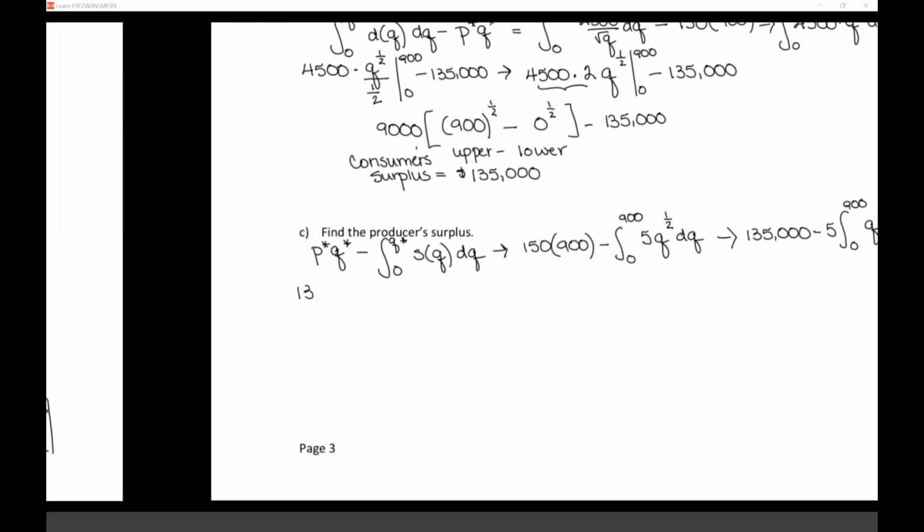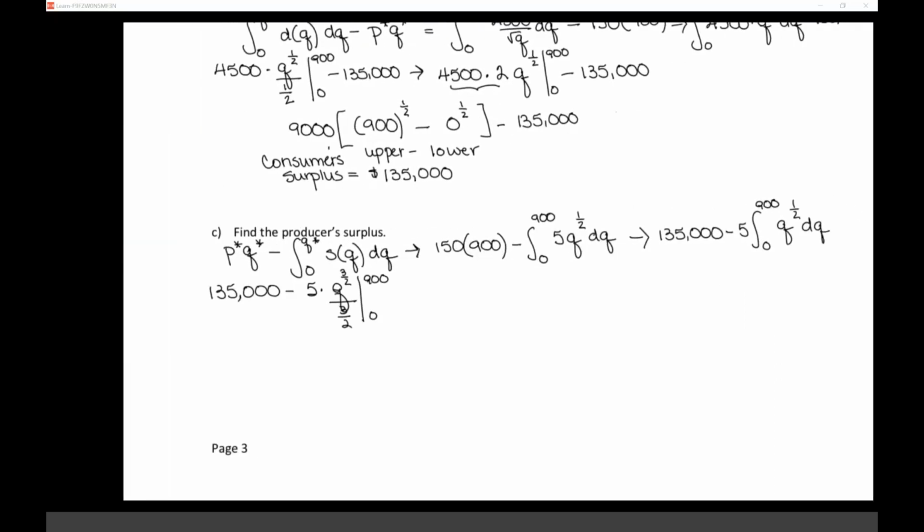I have 135,000 minus 5 times Q to the 3/2 over 3/2, evaluated from 0 to 900. Okay, so there's the integration piece, and I just used the power rule on this.